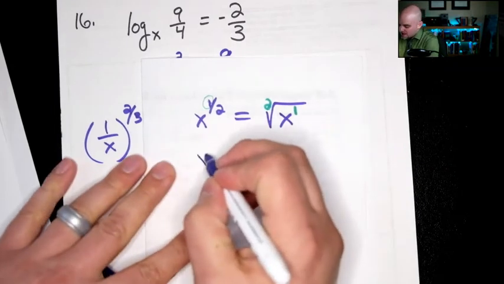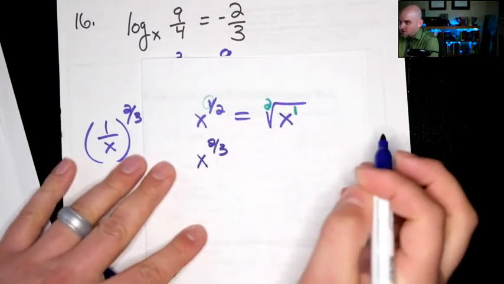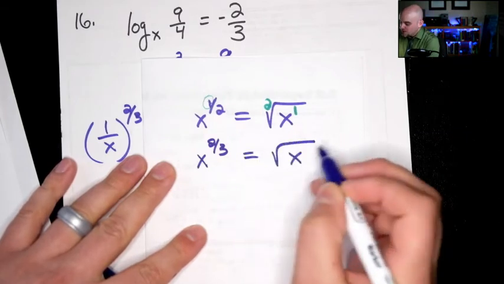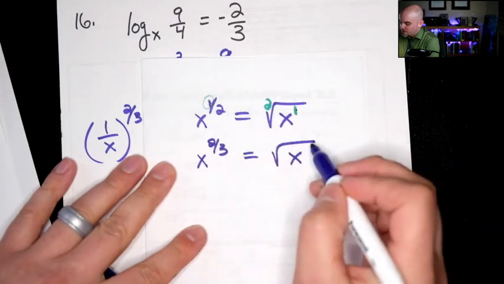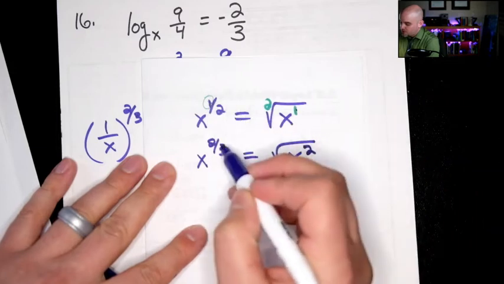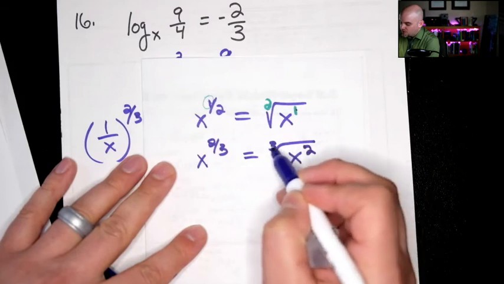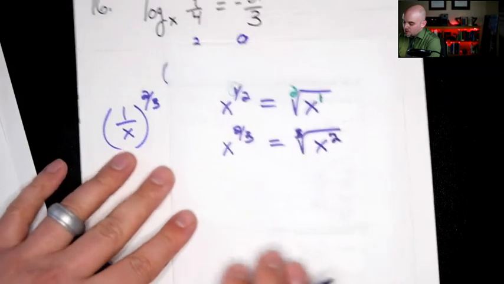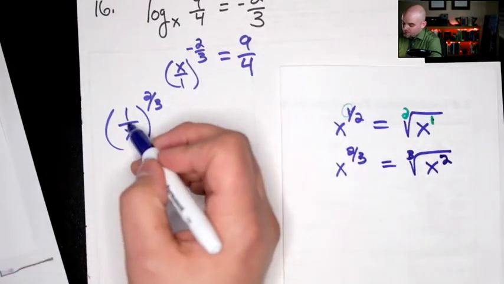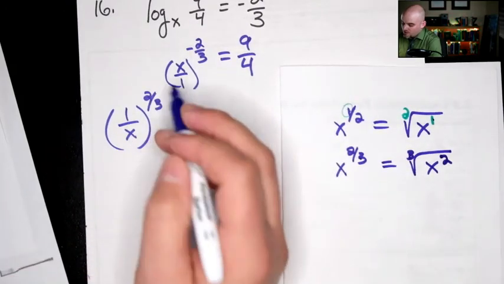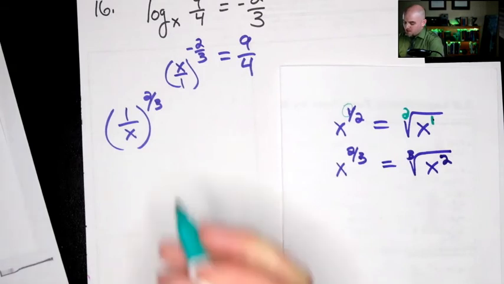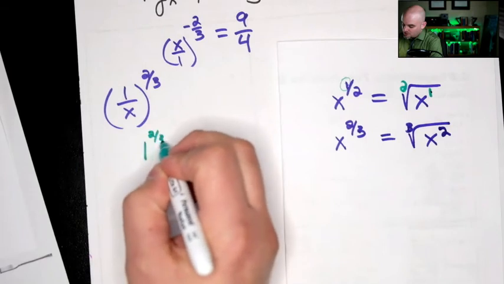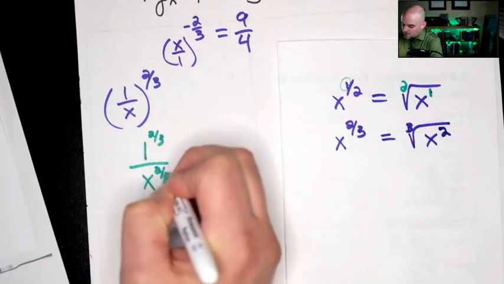So if I had x to the 2/3 here, that is going to equal, we've got a radical and x right here. Notice the 1 went in as the exponent, so this is going to be 2. And the 3 goes right here. We're taking the cubic root of x squared, okay? And if I write this over 1, remember this 2/3 can be thought of as distributed. We can say that's the same thing as 1 to the 2/3 over x to the 2/3.